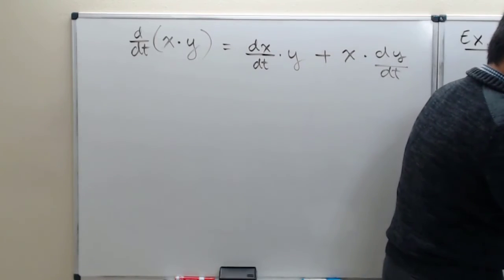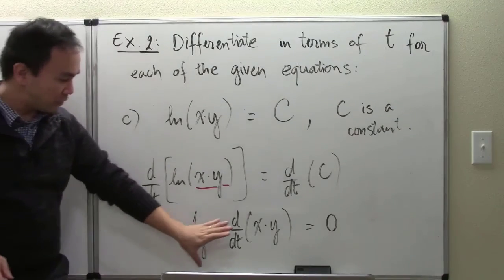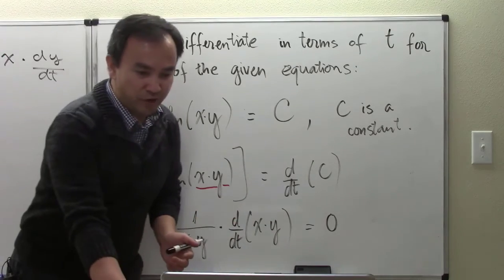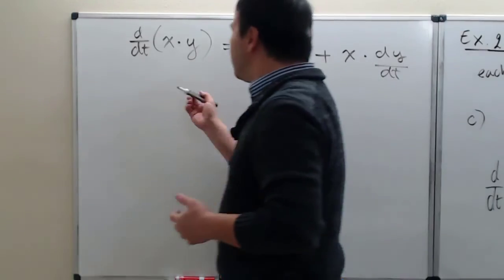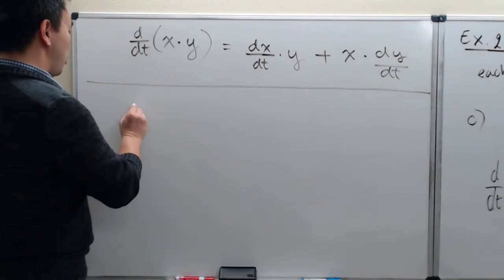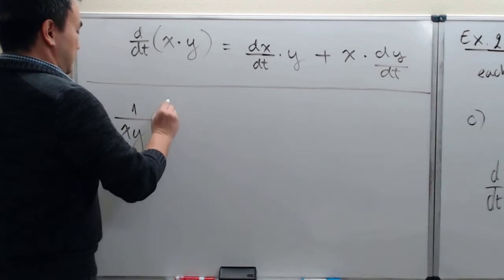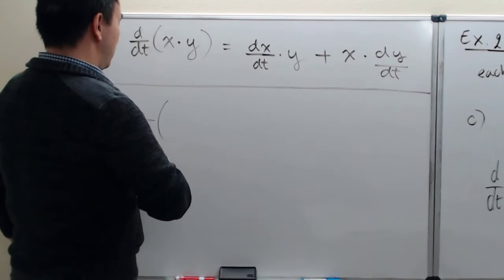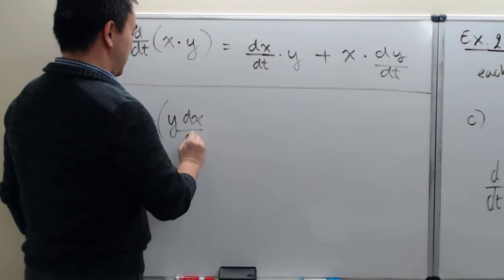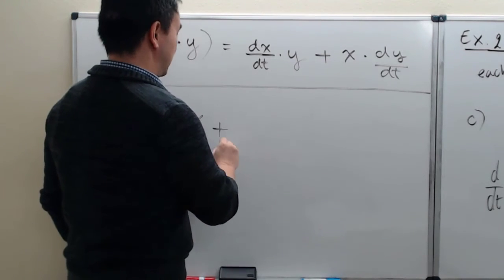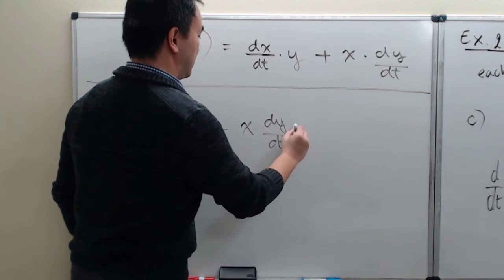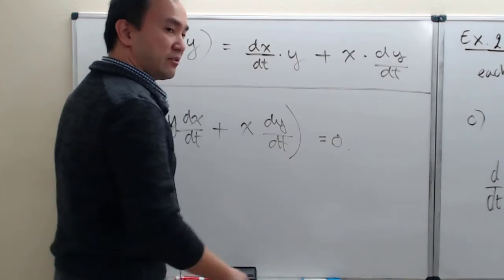All right, and so now at this point we are ready to fill this in for our previous equation. So all that I just did on the other board can be substituted for all this. So now I'm ready for my next step. Concluding our equation from the previous step, we're looking at 1 over xy multiplied with, in parentheses, y dx/dt plus x times dy/dt, and all that equals 0.